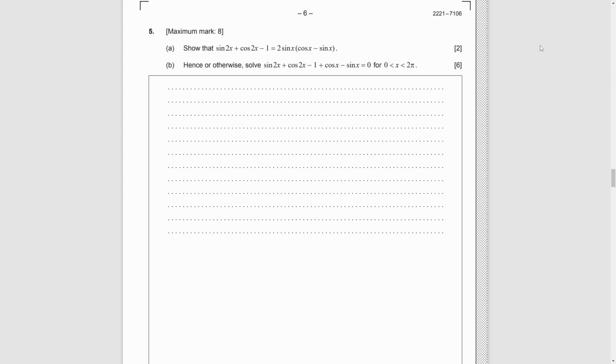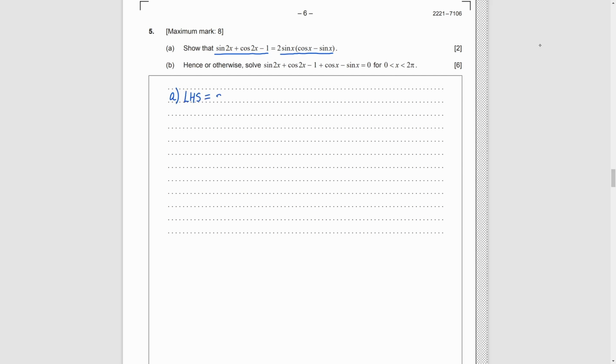Question 5. Trigonometry. We need to show something are the same. For this kind of identity questions, we always start the question from the complicated side. For this question, left-hand side is more complicated, as there are 2x inside sine and cosine, but just single x on the right-hand side.